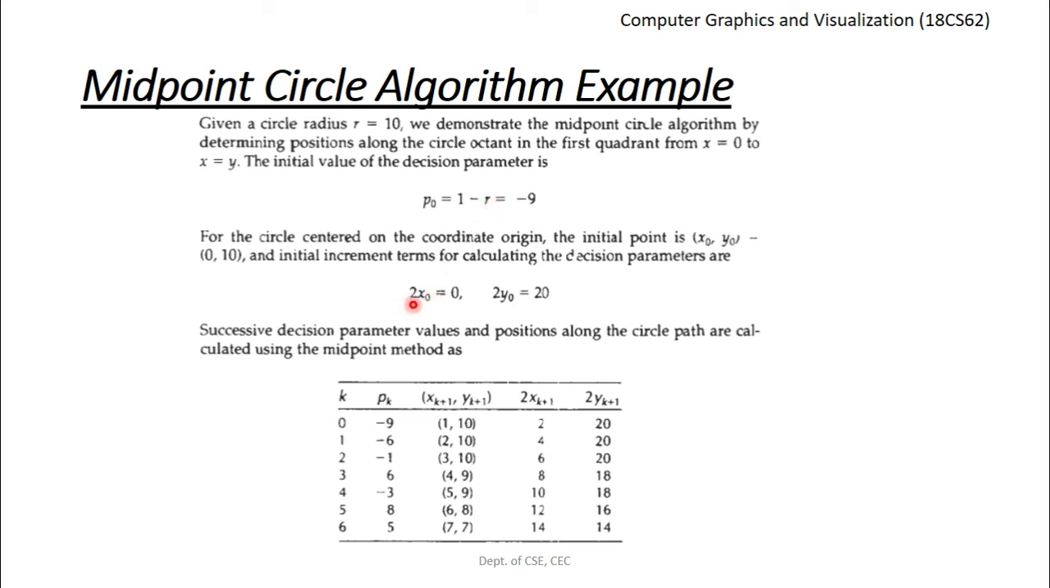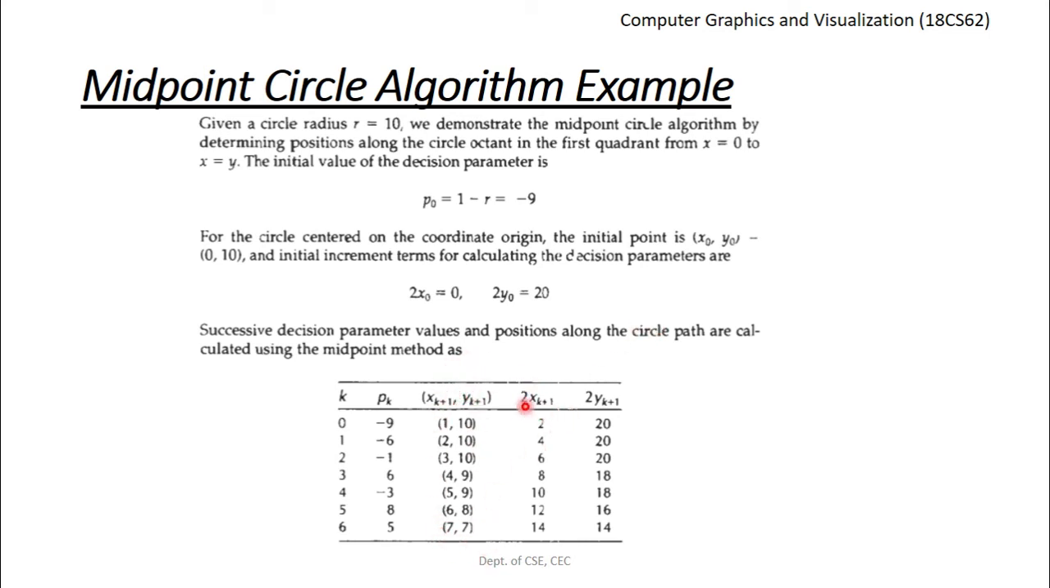Compute the increment values 2x0 and 2y0, and then just draw this table. The first column will be the value of k, the second column represents the values of all the decision parameters that you have calculated. The third column in this table will be the values for every new point that you are going to plot, every new coordinate position that you have calculated.